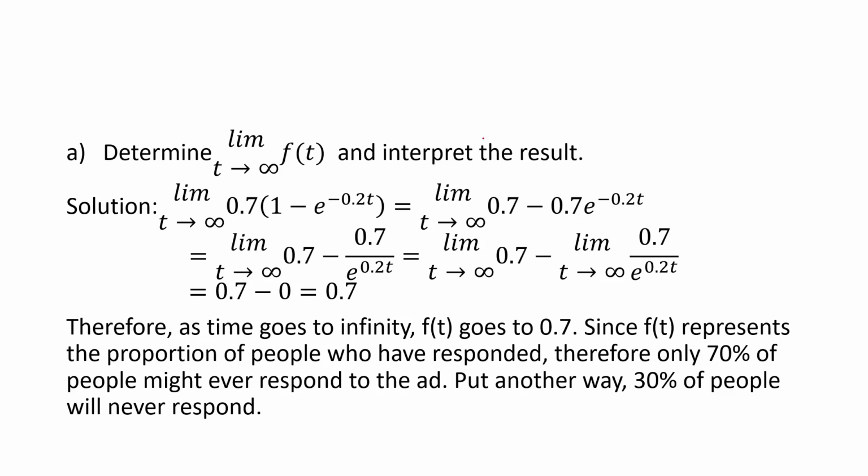So the first one is determining the limit as t goes to infinity of f of t. That's like saying the limit as t goes to infinity of 0.7 times (1 minus e to the negative 0.2t). So we can distribute this 0.7 in here, and we get the limit as t goes to infinity of 0.7 minus 0.7e to the negative 0.2t. Well, taking this e to the negative 0.2t and putting it in the denominator, we get the expression shown next to the most recent check mark there.